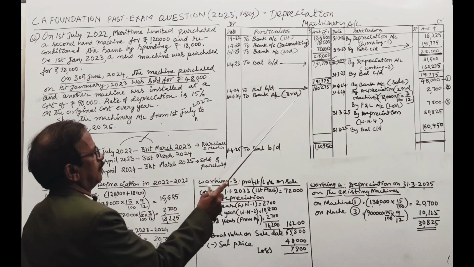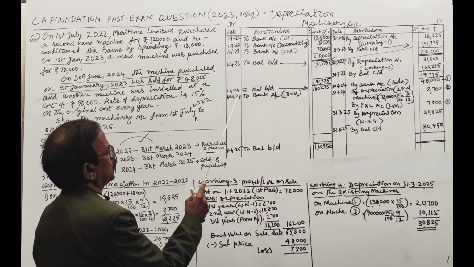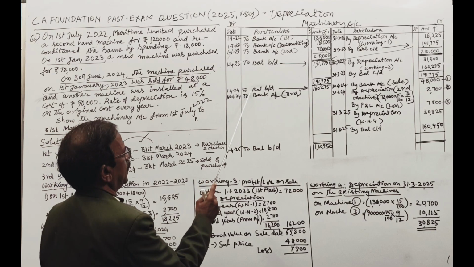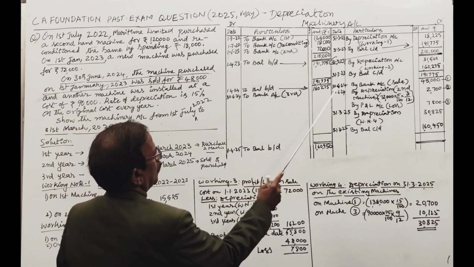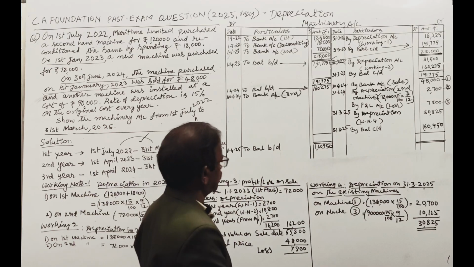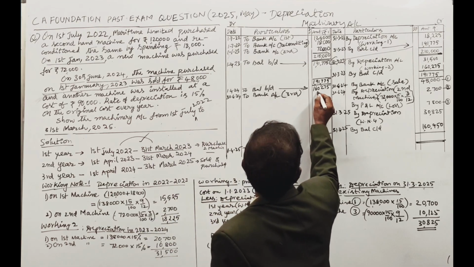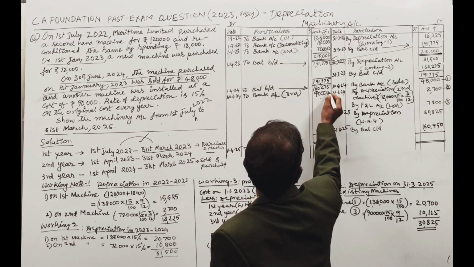This second year ending balance is to be brought down to the third year as opening balance. What is the date? The very next date. The date is 1/4/2024. You must write balance brought down 1,60,275. And third machine 90,000. I haven't written 90,000.